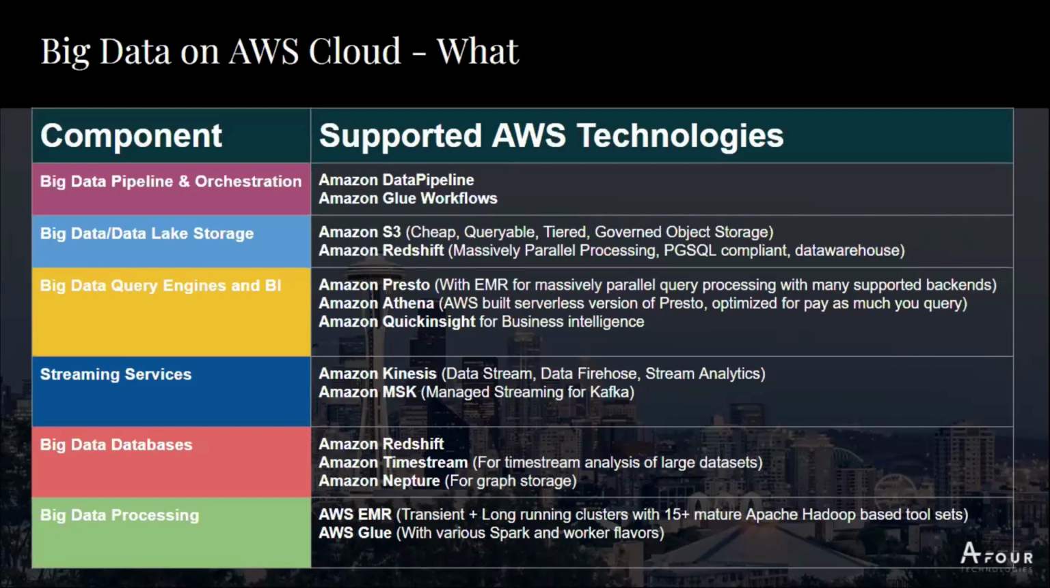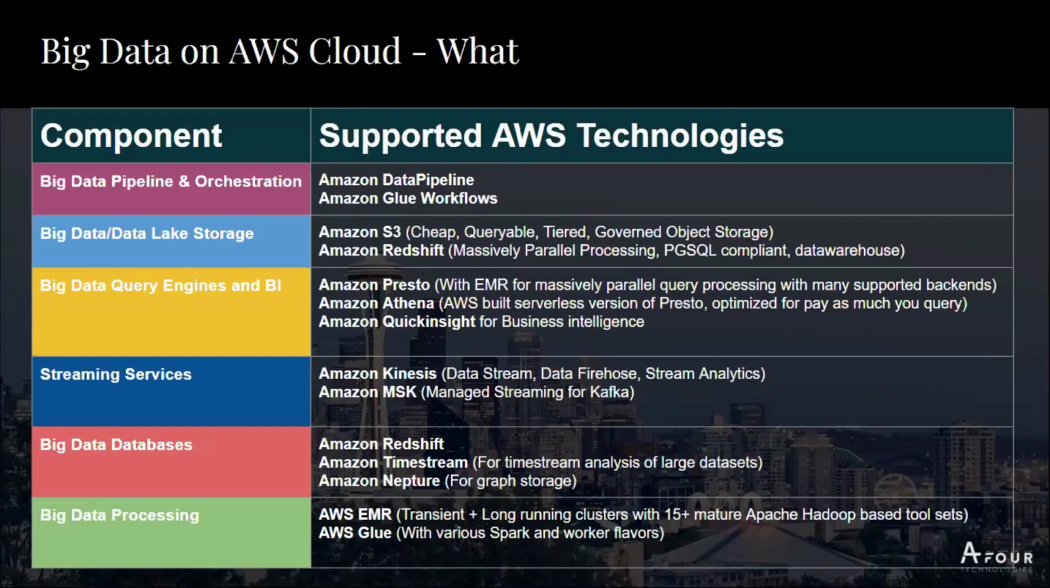So most of the data processing that happens at the large level, where you need to spin up multiple such clusters or compute dynamically, is where EMR and Glue help, right? There are purpose-built databases like Redshift. Then there are databases like Timestream and Neptune, which are specific to your use cases like graph storage or time series analysis.